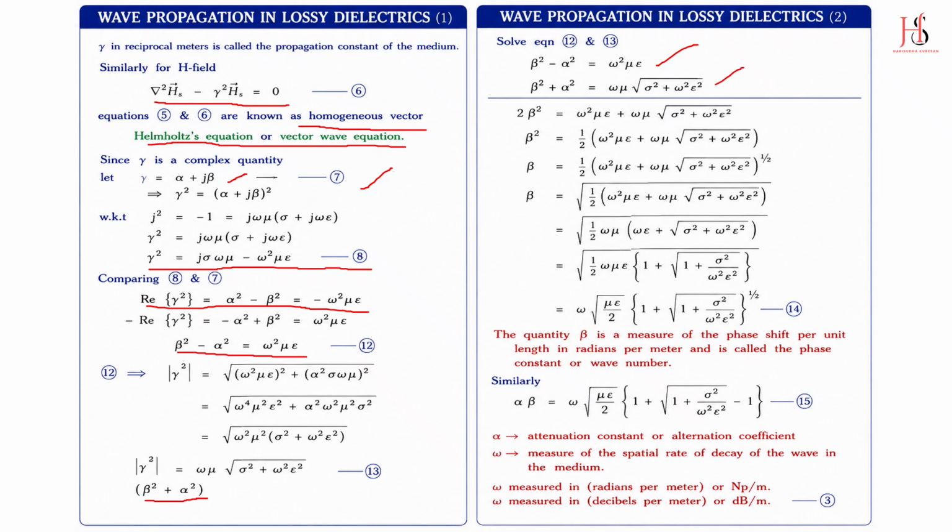Now when you solve these two equations, the alpha square terms will get cancelled because one is minus and one is plus, and therefore you will be getting 2 beta square. The remaining terms are omega square mu epsilon plus omega mu square root of sigma square plus omega square epsilon square. Now you take this 2 to the left hand side. So you will be getting beta square is equal to 1 by 2, and the remaining terms remain the same.